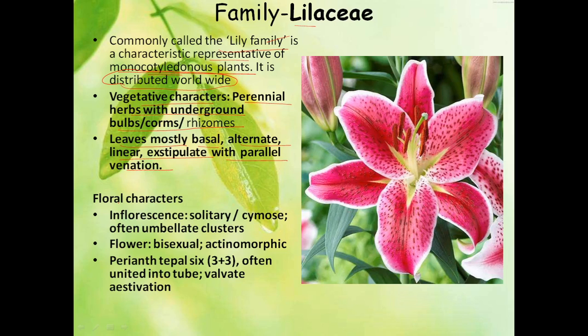Now we discuss the floral characters. The inflorescence, that is the arrangement of flowers, is solitary or cymose, often an umbellate cluster. Flowers are bisexual and actinomorphic. The perianth has 6 tepals, that is 3 plus 3, often united into a tube, with valvate aestivation.